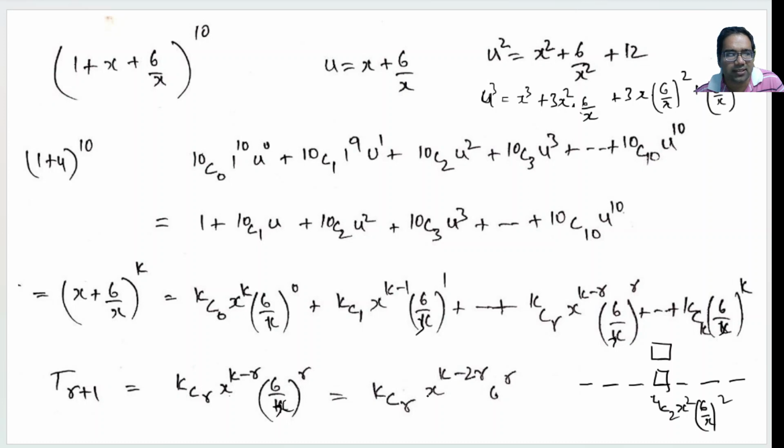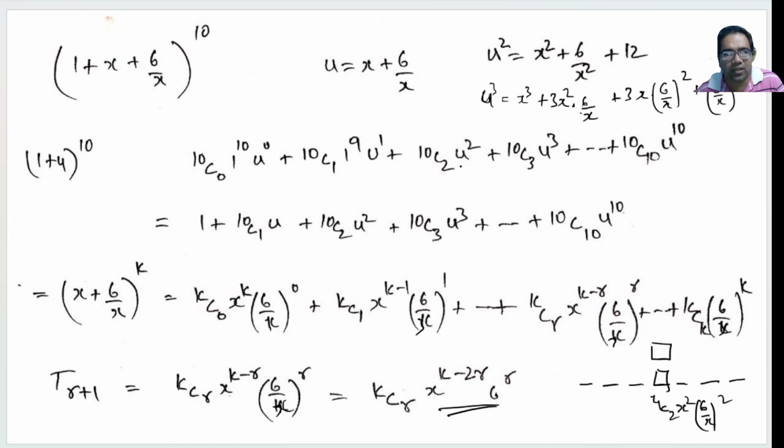That means KCR x power k minus r minus another r, it becomes KCR x power k minus 2r into 6 power r. Right? This is the term. T r plus 1 is actually this. Now, this is any term in this expansion. K can be 2, 4, 6, 8, or whatever.